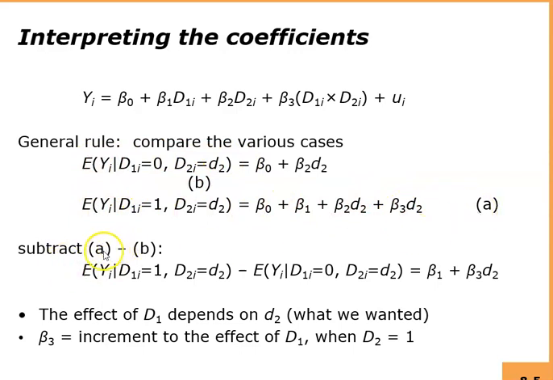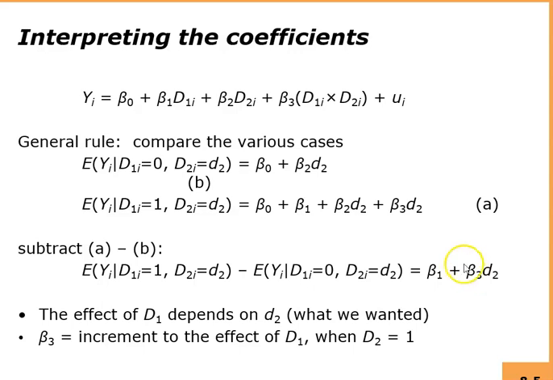So if we subtract A minus B, we actually get the effect of changing d1 from 0 to 1 for a specific value of d2. Let's do that. When we do this, we get beta 1 plus beta 3 d2. It's easily seen from the comparison of these two equations that beta naught will be cancelled out when we are subtracting, and also beta 2 d2 will be cancelled out. So we will just end up with beta 1 plus beta 3 d2.